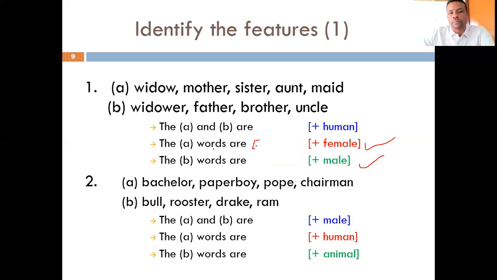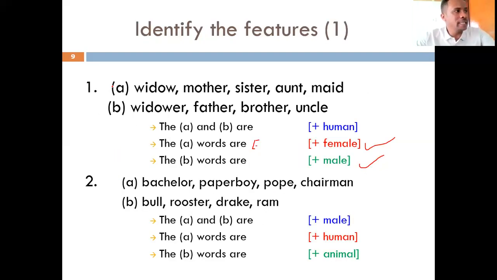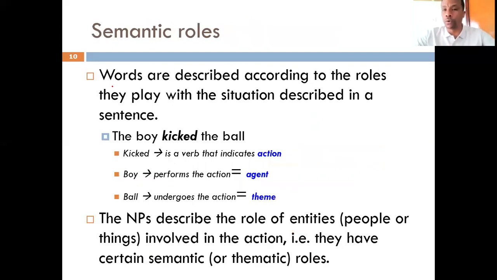Okay. So mind you, this is one way of representing semantics, which is semantic feature. The other one is what we call semantic role, which means whenever you use a word in a sentence, it has a role to play. We don't put words randomly in a sentence. They have a role to play. So words are described according to the role they play in a sentence.